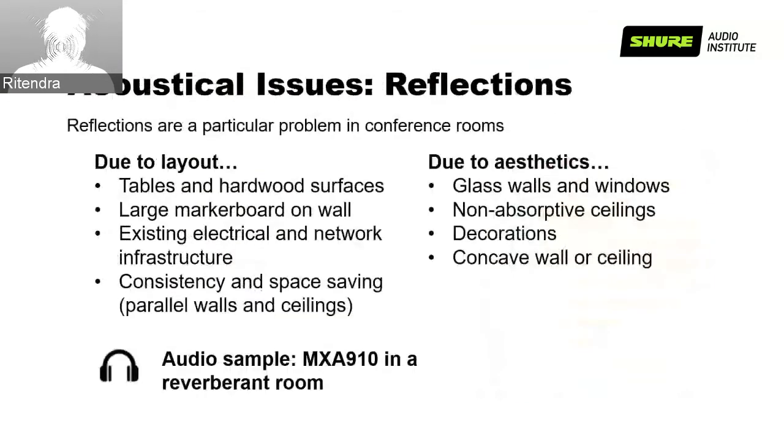Now, talking about acoustical issues, the biggest challenge is reflections. Reflections are particularly a problem in the conference room, and they happen because of layout or aesthetics. In terms of layout, tables and hardwood surfaces can create reflection. Large marker boards on walls can create reflection, as can existing electrical and network infrastructure. In terms of aesthetics, glass walls and windows create reflection, as do non-absorptive ceilings, decorations, and concave walls and ceilings.